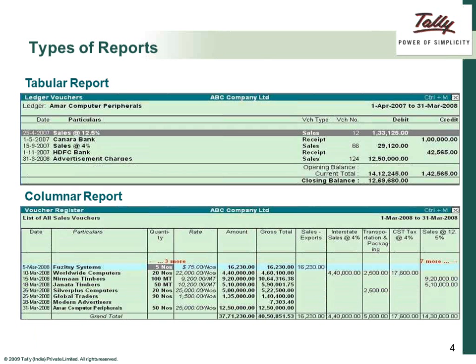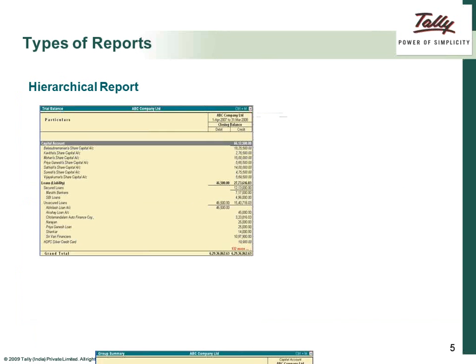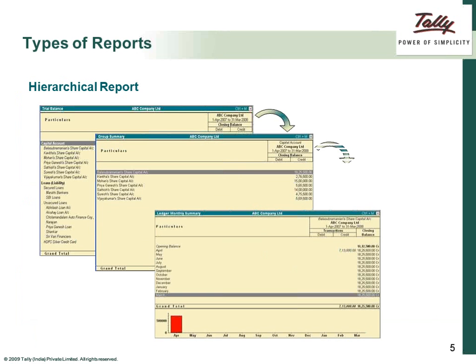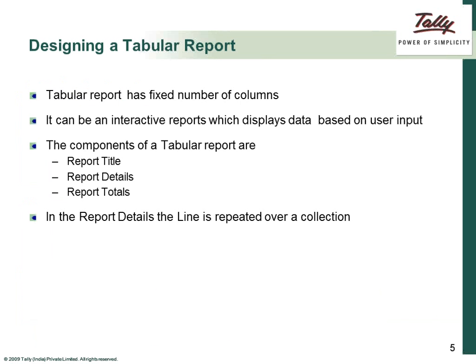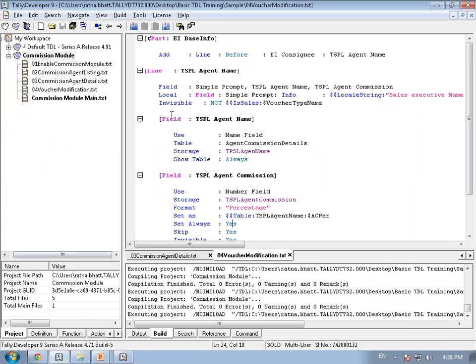Columnar reports, where we can have multi-columnar, or we can have auto-column reports. Then we have the drill down report or the hierarchical report. So to design the tabular reports, we have the report title, the report details, and the report totals. So we'll create one tabular report continued with this existing reporting itself.